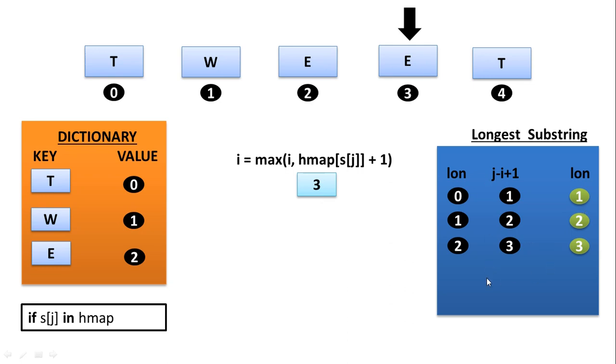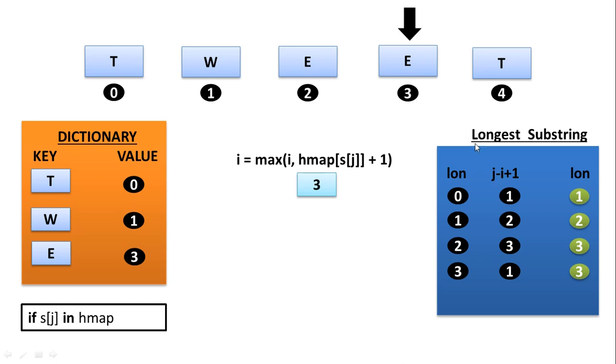Now it's time to perform the next operation before we move on to the next iteration. And what's that operation? We now have to play around with the variable ln and compute the value of j minus I plus 1, and then find which is the maximum between these two values and then store that value in the variable ln.